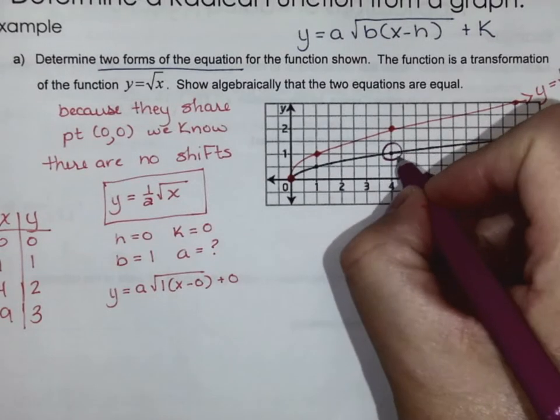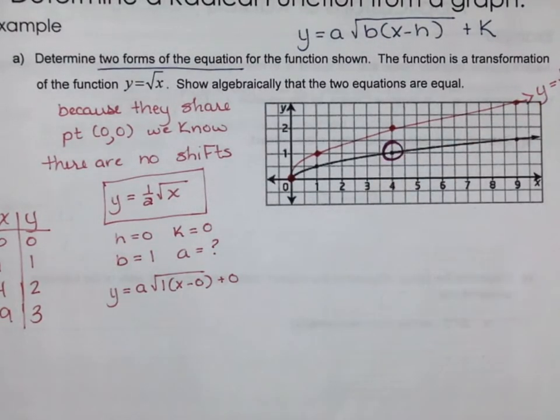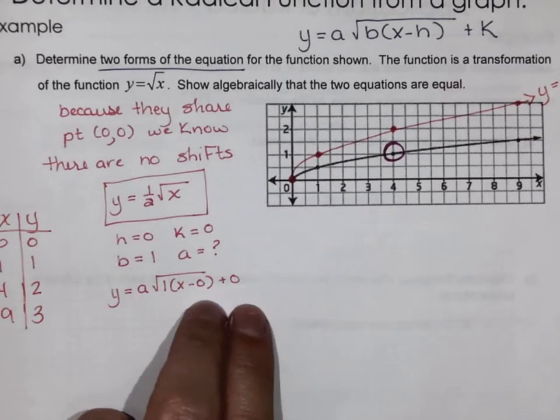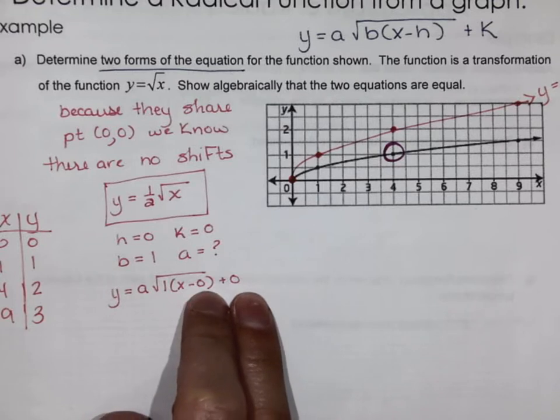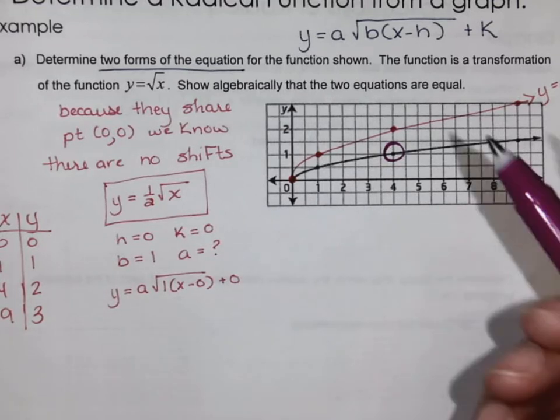I'm picking this point, people, because it's (4, 1) and it's not a decimal point. I could have picked this one, (9, 1.5), but... You can't pick the start point because they share it? Well, because that's the (0, 0). I wouldn't pick it because it's not going to show you a transformation because they're shared. So pick a unique point.